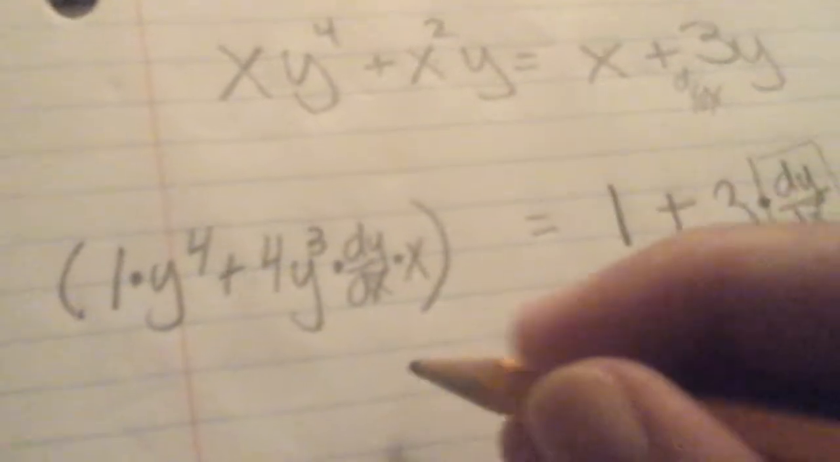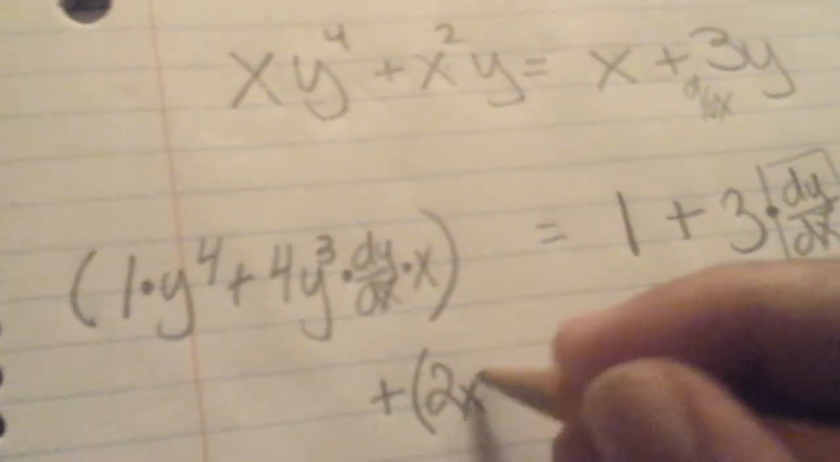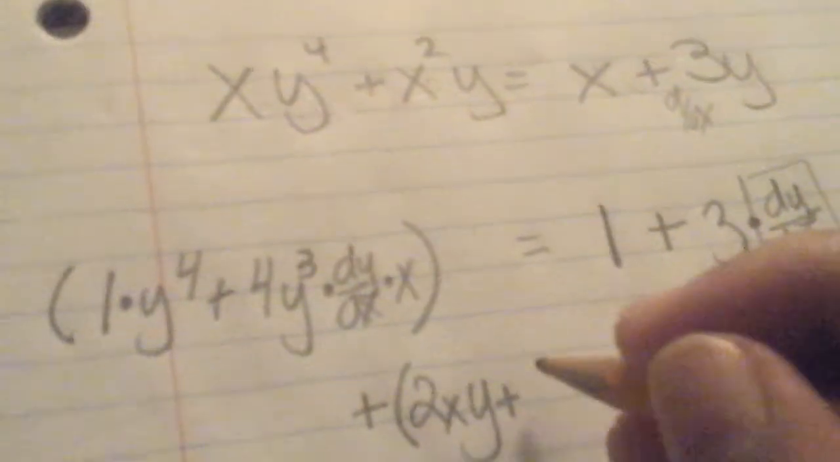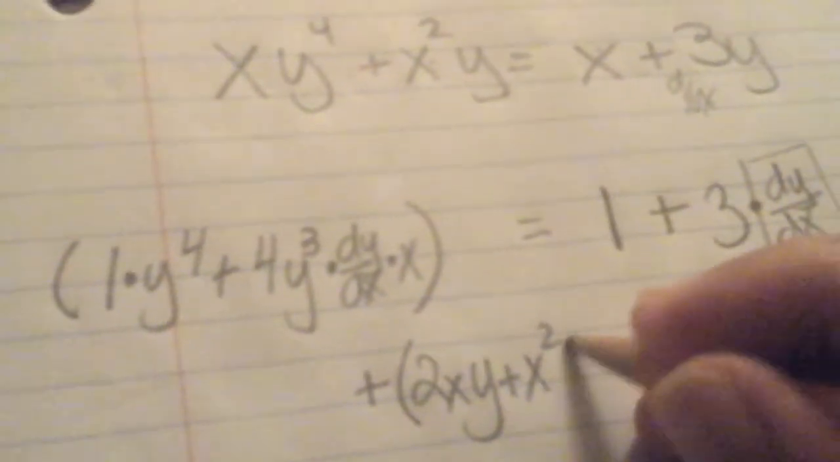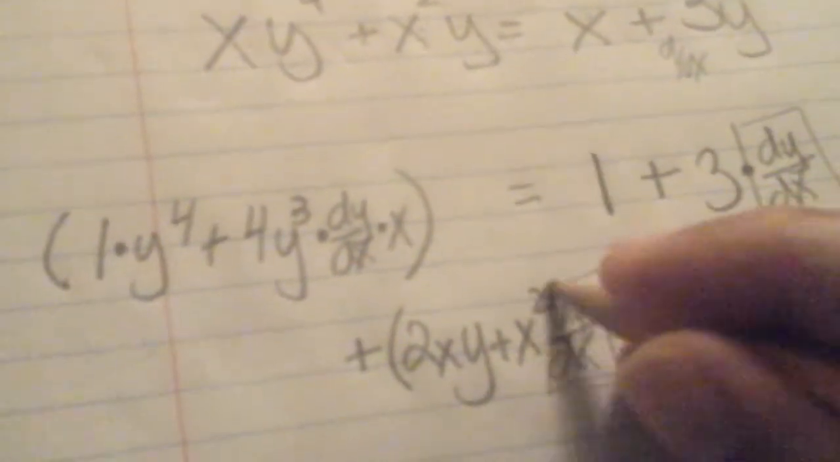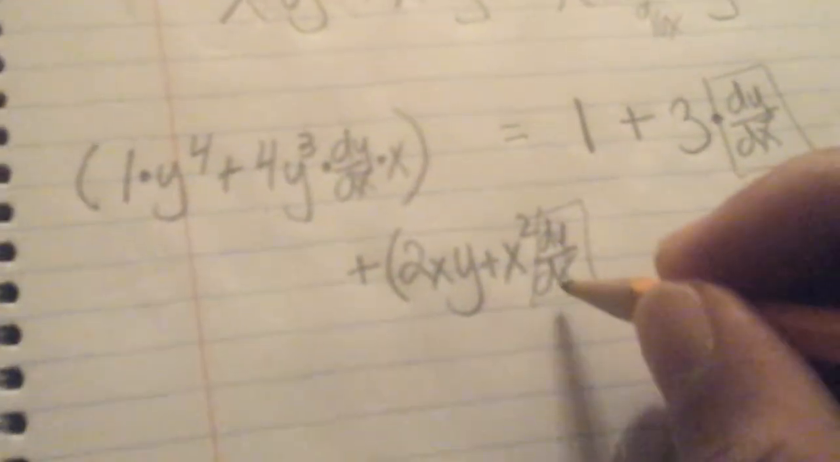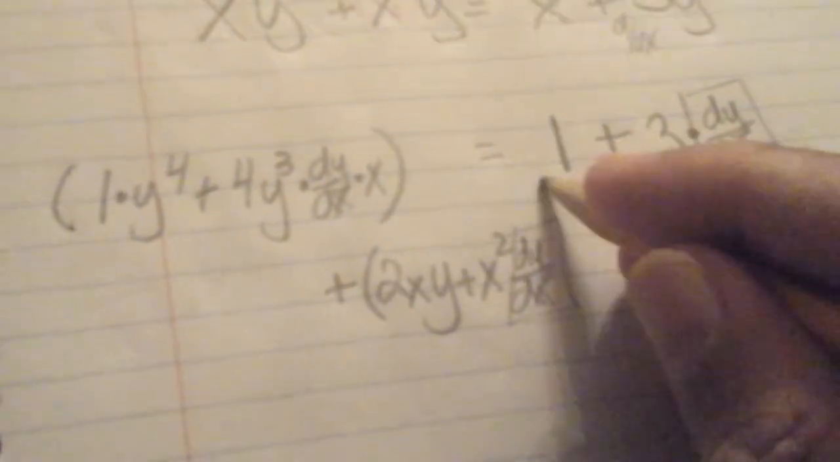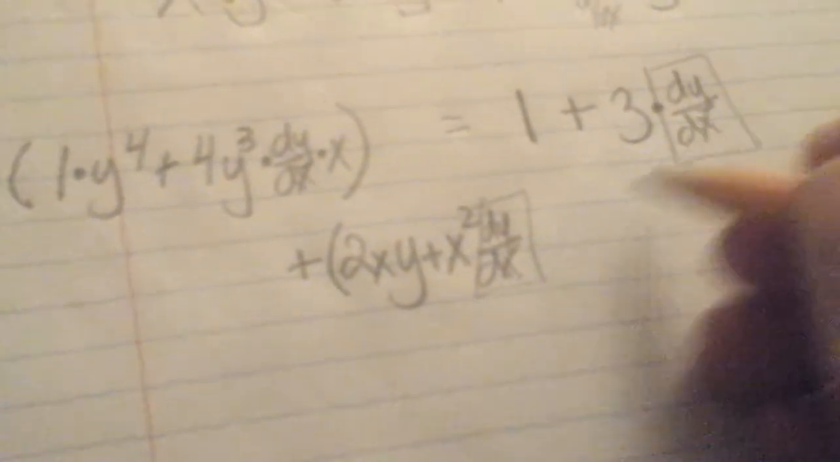Now for this one, we're going to say, well, the derivative of x squared is 2x, and then we're going to add the y, and then x squared, and the derivative of y is 1, but we have to add on the dy over dx. Now it's important that you get every term with a dy dx on one side and everything without on the other side. So let's bring this 3 dy dx on this side.